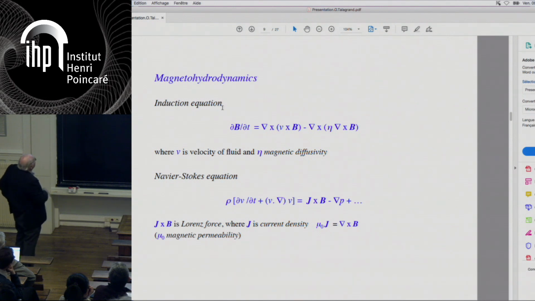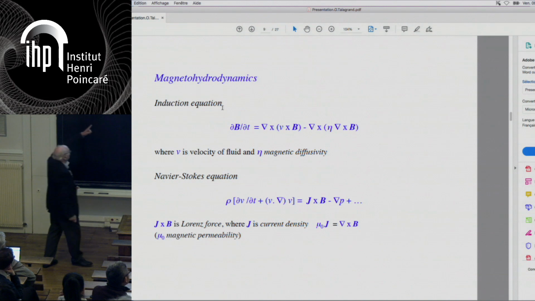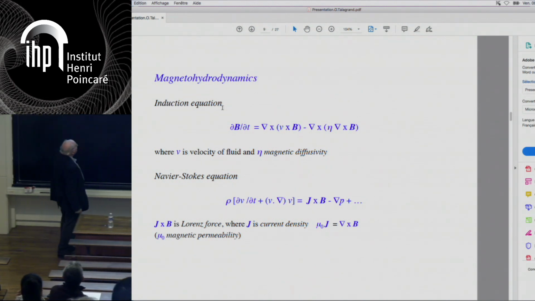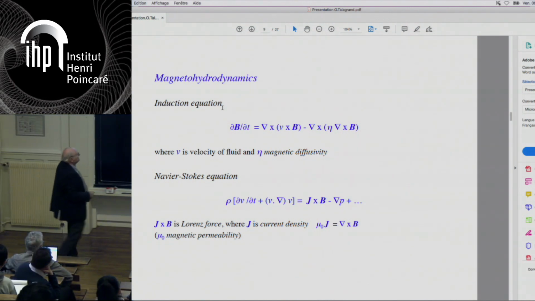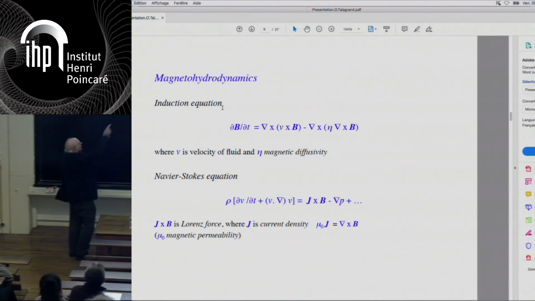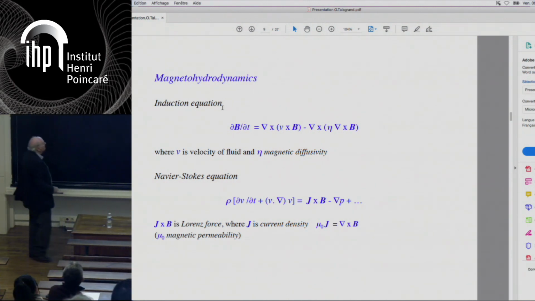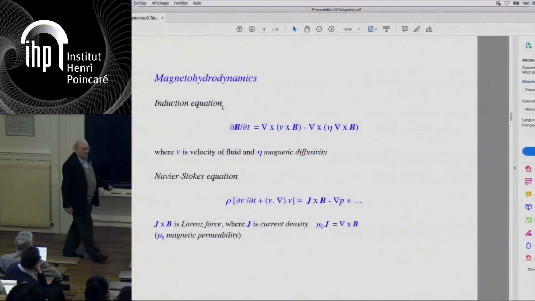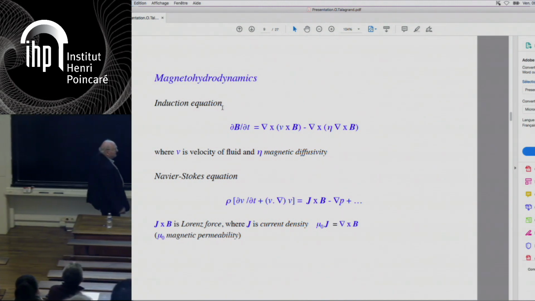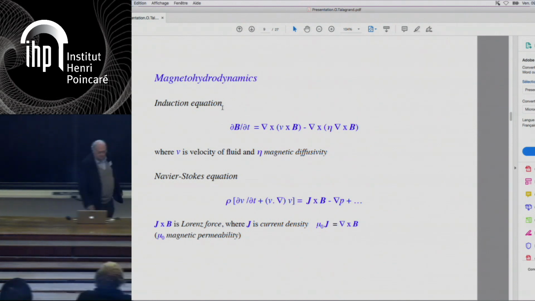And if you want to completely simulate that, you have to use magnetohydrodynamics. So add the equation for momentum with the Lorentz force, J cross B, where J is the current density, which is actually the curl of the magnetic field. And all that creates a linked evolution of the magnetic field and the velocity.